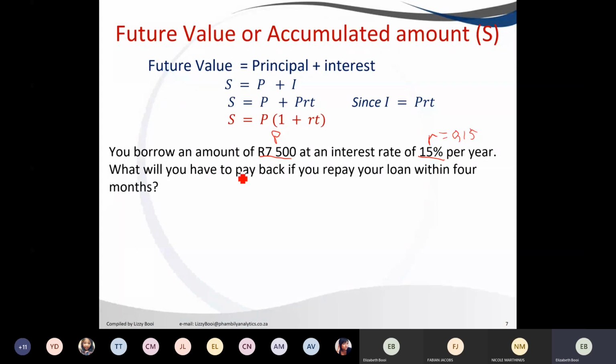They're asking, what will you have to pay back? So it means the question is asking me to calculate my S, which is my future value. And they say the loan is payable in 4 months, and 4 months is not in years. So if it's 4 months, I must divide it by 12 in order for me to get my T, which is my period.